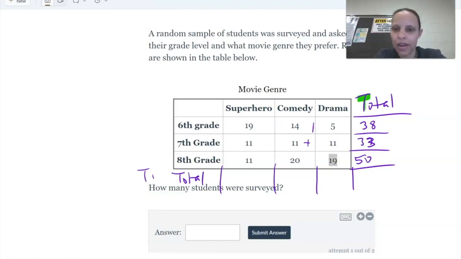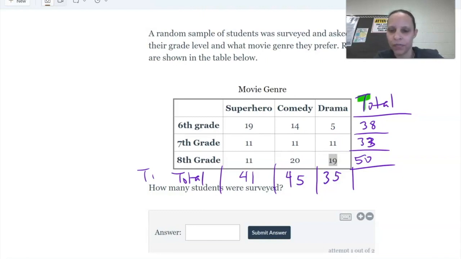And then you can also add it up and down. So how many in total, regardless of what grade they're in, like superhero, so adding all of these up, I'm going to have 30, 41. Adding all of these up, how many like comedy? So 45. Adding how many like drama? So 35. All right, so those are the totals horizontally and vertically, but you can also have the total total, how many students were surveyed.